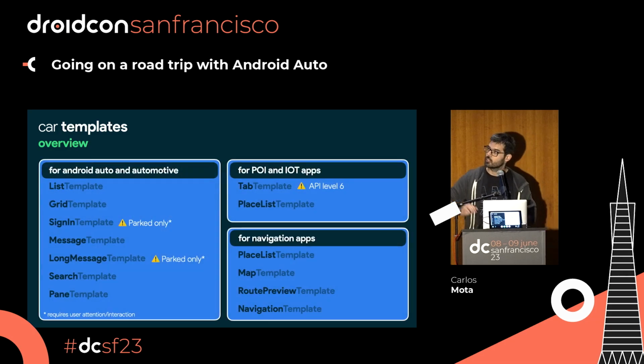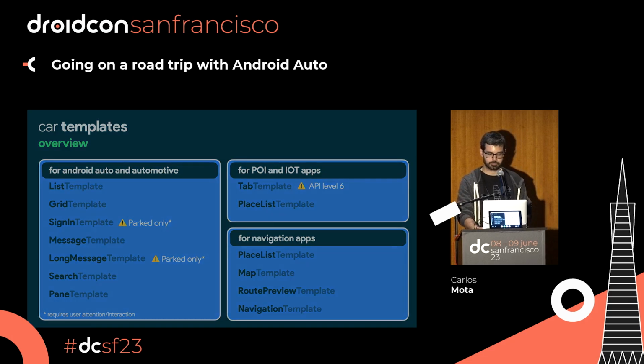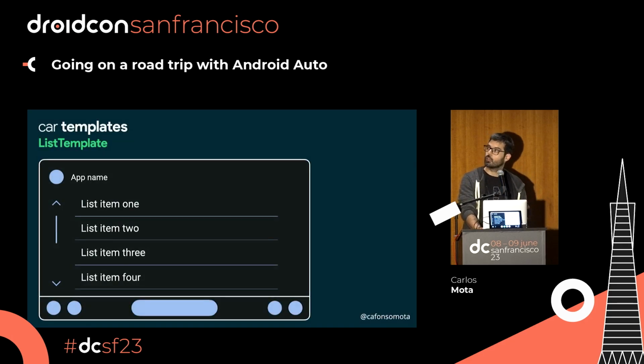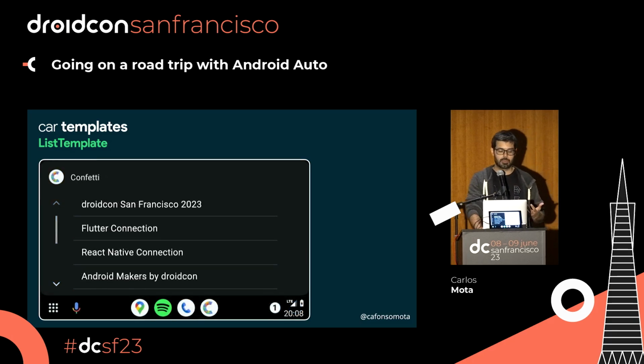So this is the list of templates. You've got list, grid, sign in, message, long message, search, tab, place list, map template, a list of numerous templates that you can use in your apps. And imagine that you want to create a list template, something as simple as this, which in our app corresponds to the list of conferences.